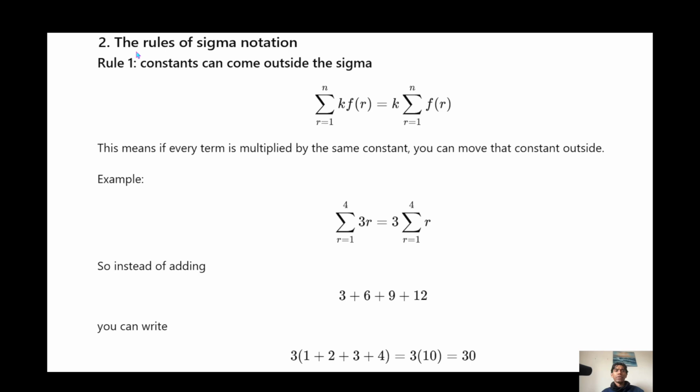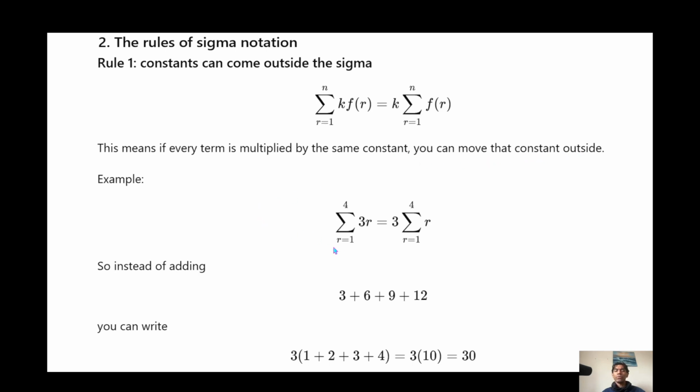The rules of sigma notation. Rule number 1. Constants can come outside the sigma. For sum of r equals 1 to n of k multiplied by f of r is equal to k multiplied by the sum of r equals 1 to n of f of r. This means if every term is multiplied by the same constant, you can move that constant outside.